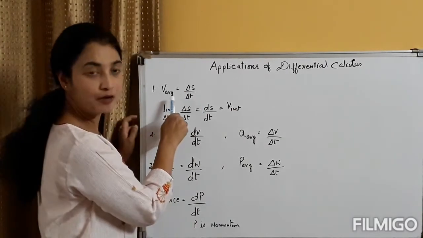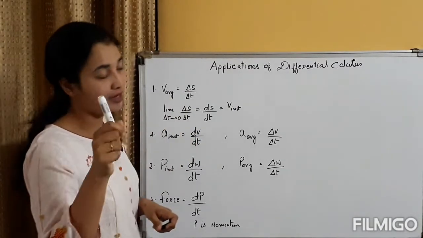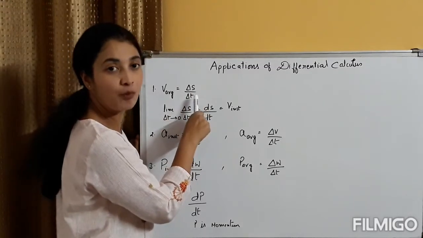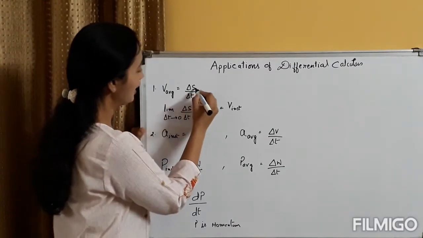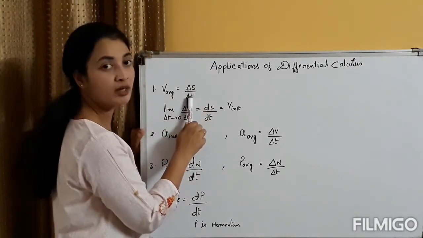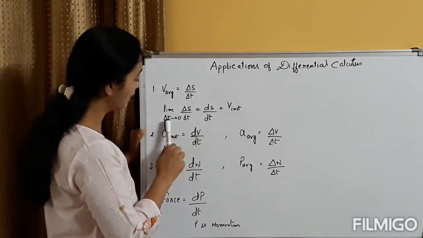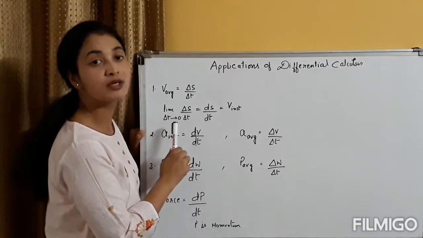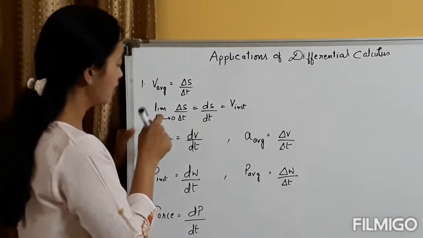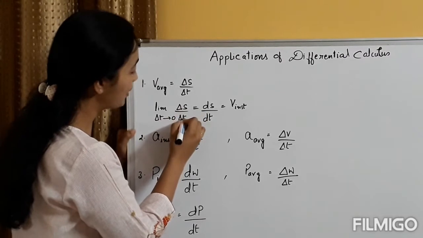First of all, you are familiar with the term average velocity. You have been studying it from class 9. Average velocity is the rate of change of displacement, which is change in displacement upon time, isn't it? Now, if we apply limits, when the time slot becomes small and approaches 0, then delta S by delta T.